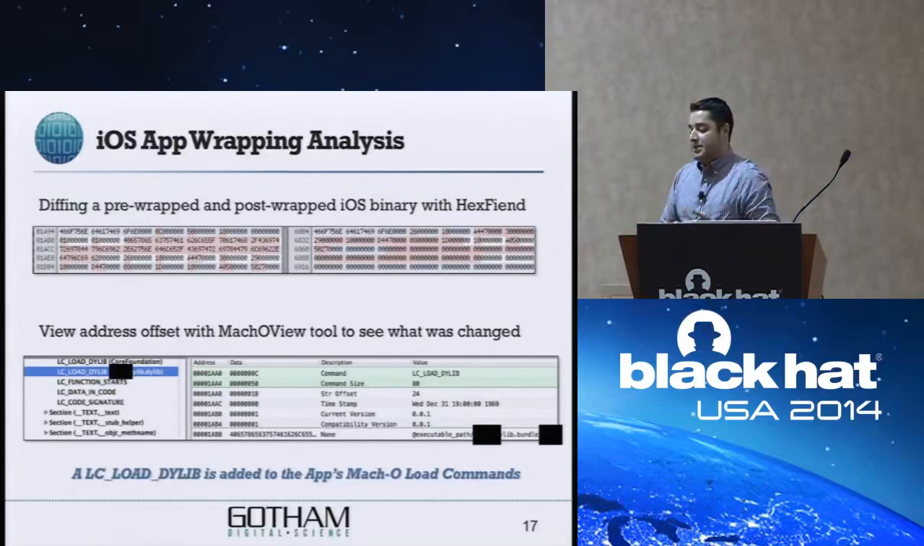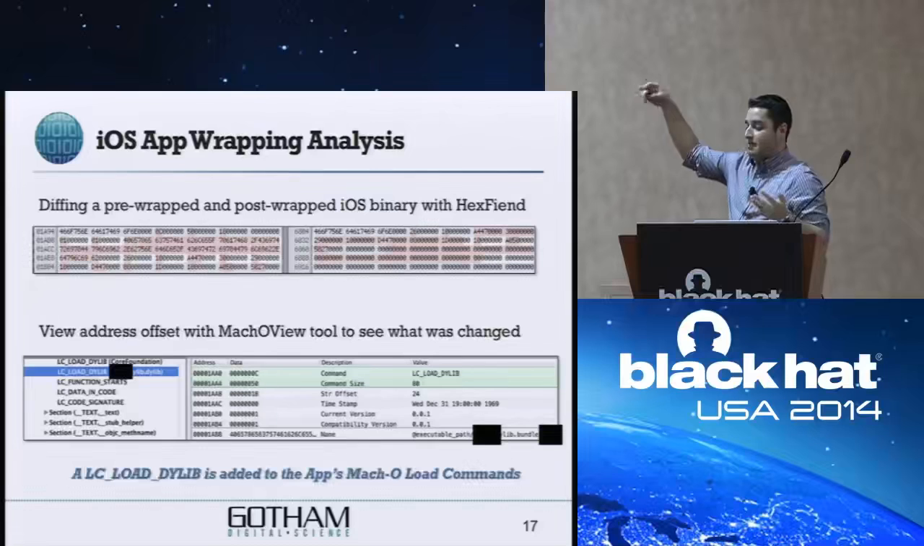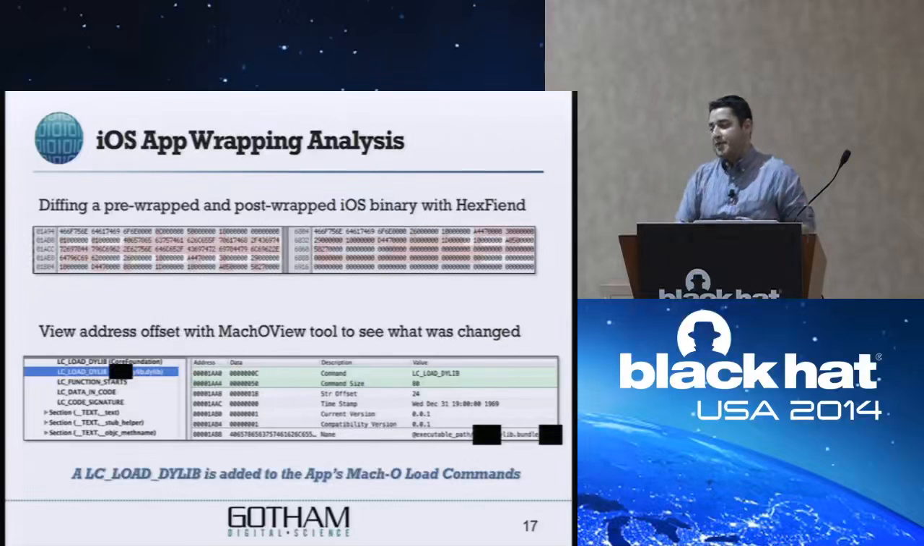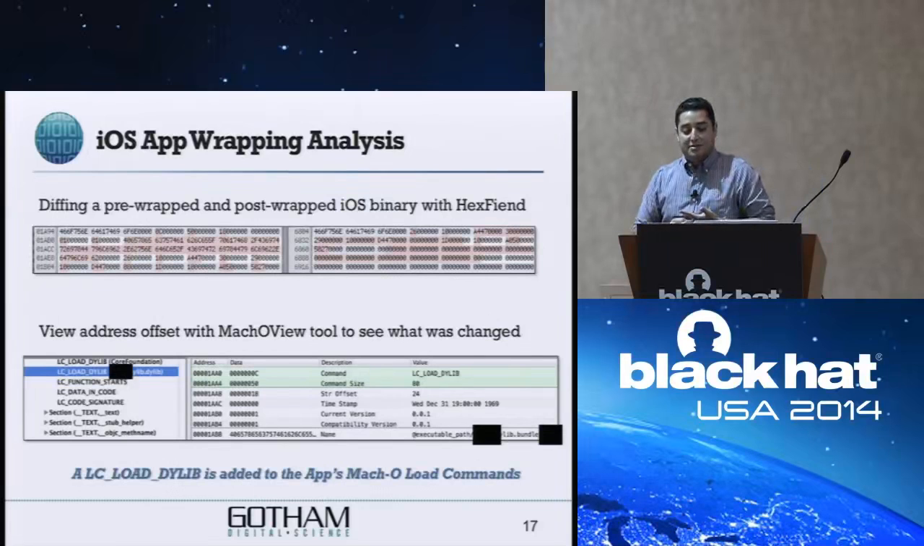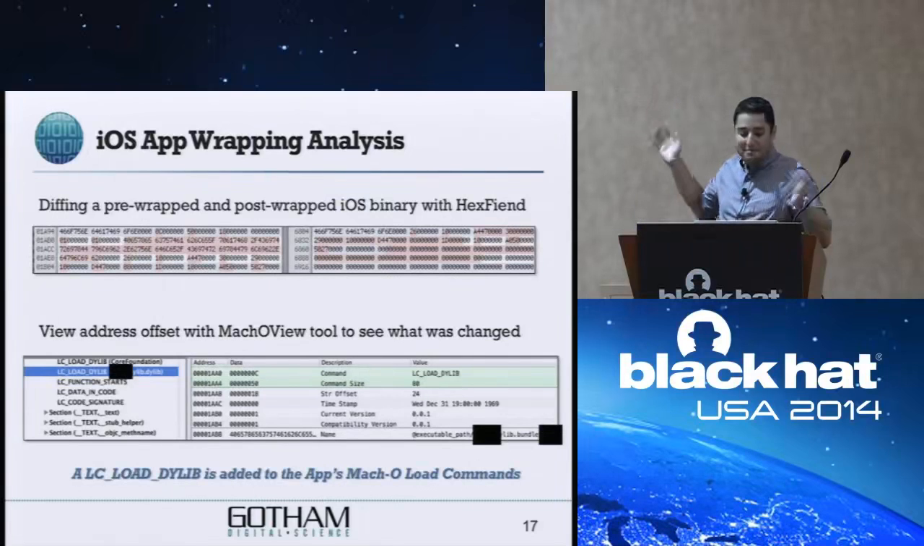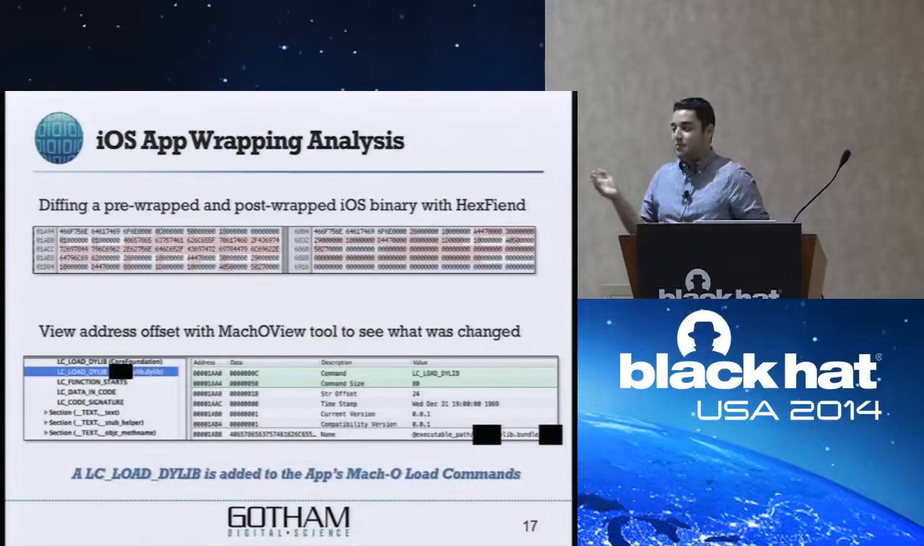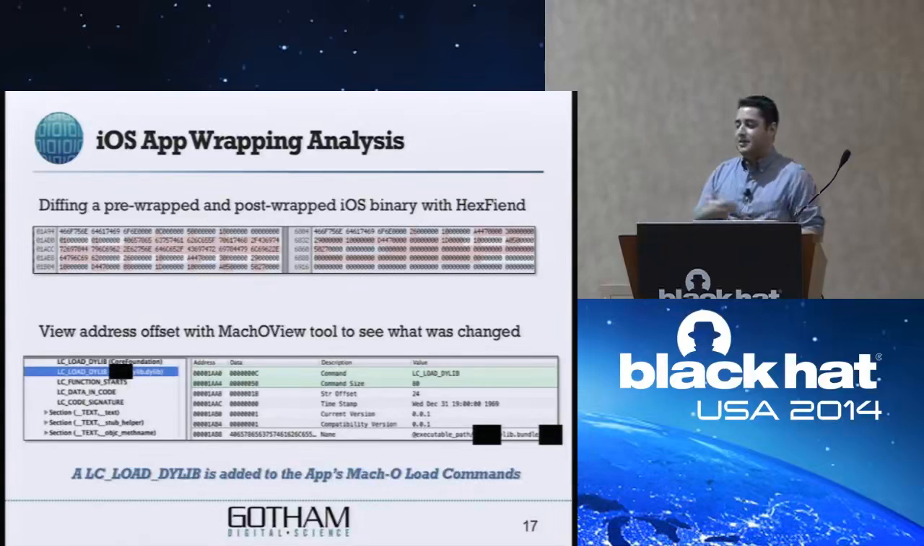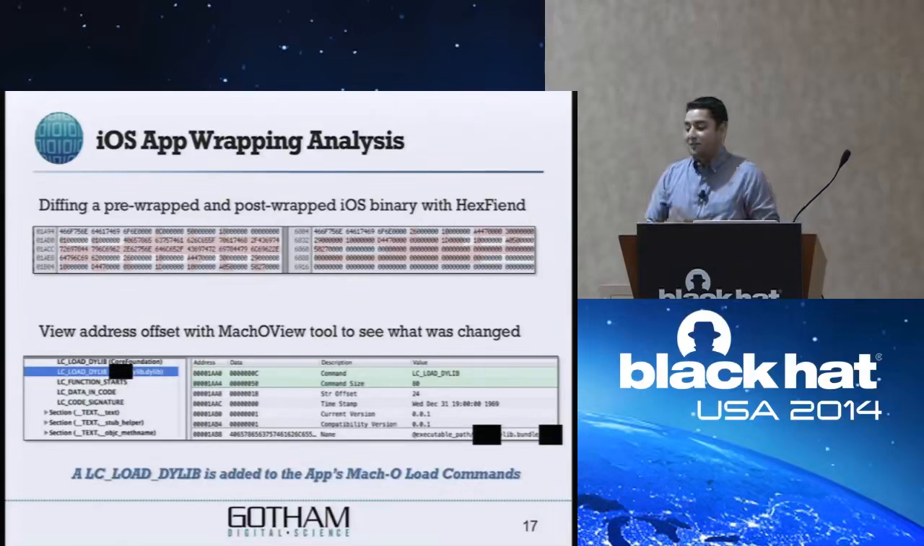I opened it up in a hex differ tool, which pointed out in red where there was a change. Executables in iOS are Mach-O executables. So I opened it up in a nice Mach-O GUI and went to the offset of where the changes were, and that points you in the right direction: this is where something changed. They modified this portion of the binary. So what was changed?